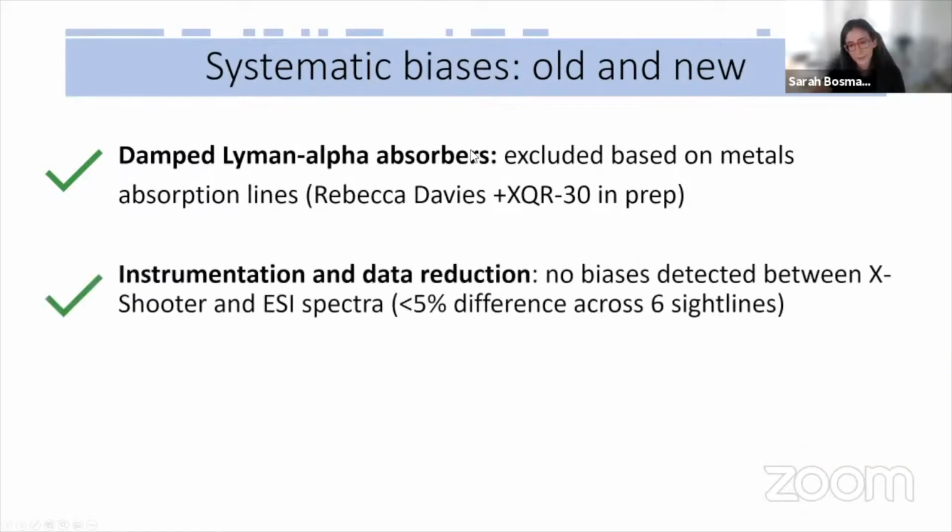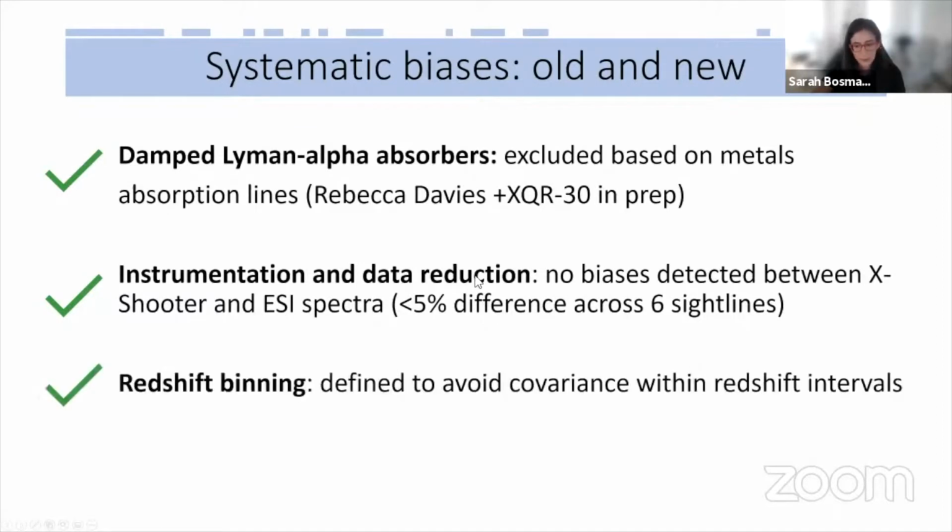For example, in the sample, we were very careful to only use 2 spectrographs and make sure there were no differences in data reduction or instrumentation between the two, which we checked carefully, as well as fixing more arcane effects that were introducing covariance at fixed redshift.